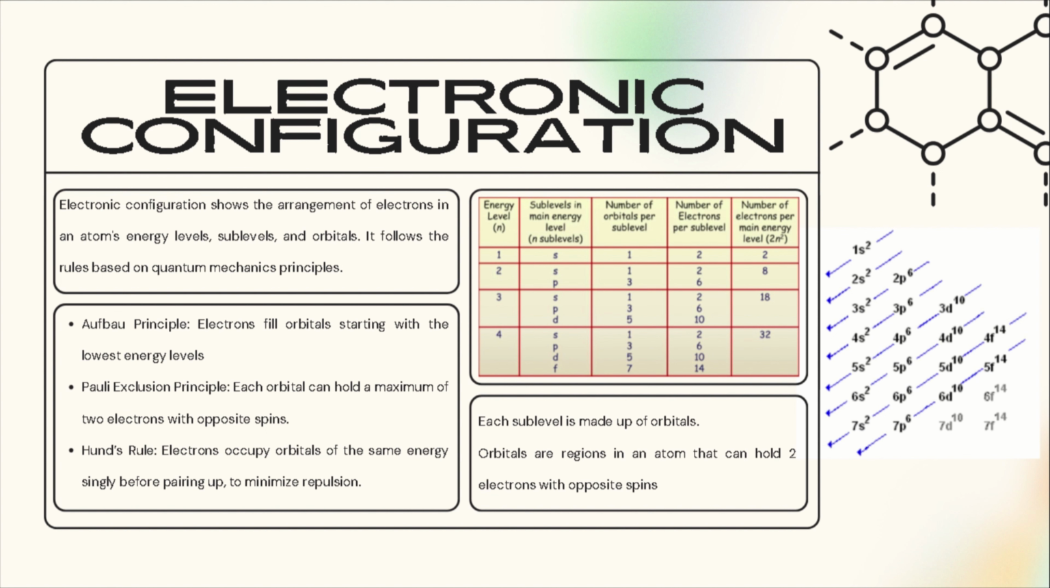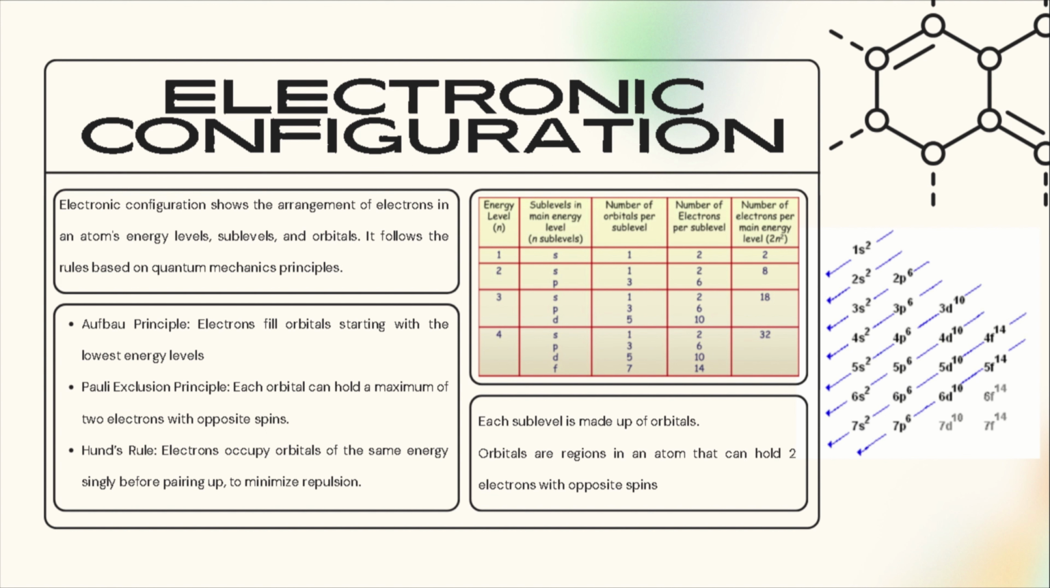So if you look at the table, we have energy level, which means the shell: the first shell, the second shell, third shell, fourth shell. Sublevels in main energy level, which means the sublevels that are in the shells. So in first energy level, which is the first shell, the subshell is S. We have 4 types of subshells: S, P, D, and F. They all have their own orbitals and we'll go through them.